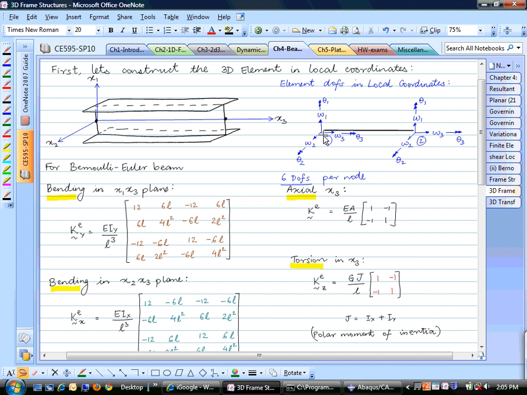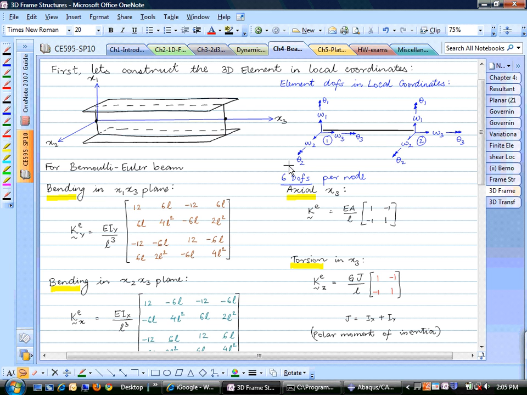So let's consider this beam element that's going from node 1 to node 2, and each one of those nodes has 6 degrees of freedom. So you have these displacements in 1, 2, and 3. Those are W1, W2, W3. In addition to that, you have rotations. So theta 1, what does that theta 1 correspond to? That theta 1 corresponds to a bending rotation in the x2, x3 plane. So theta 1 is the bending in the x2, x3 plane.